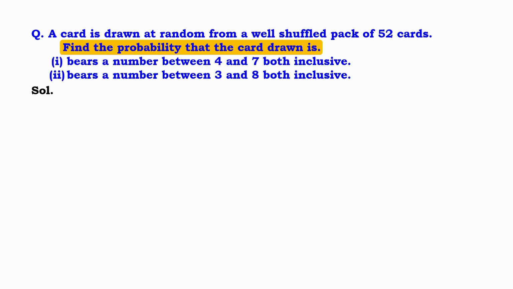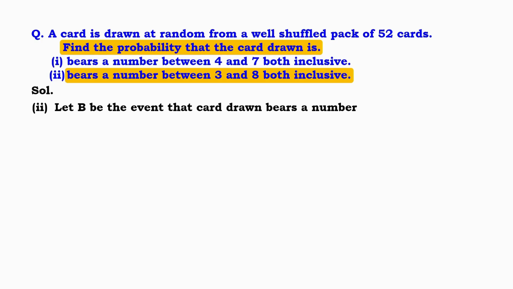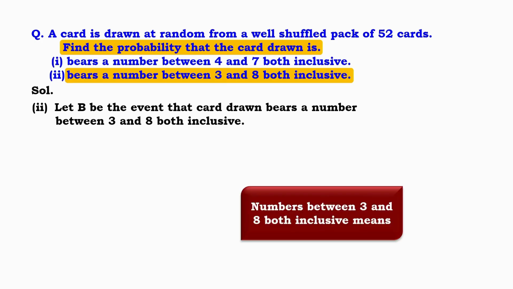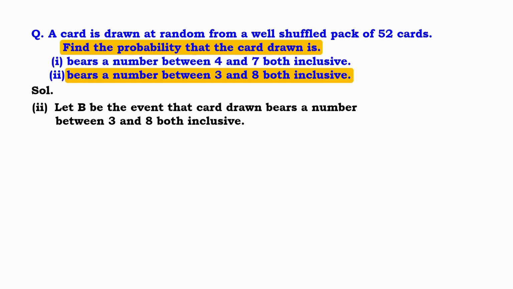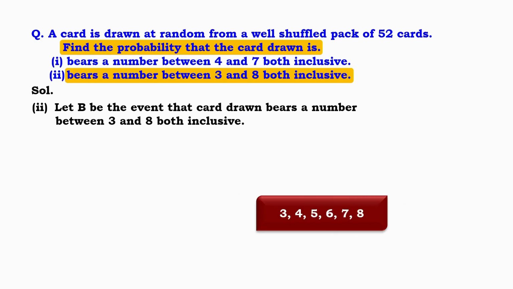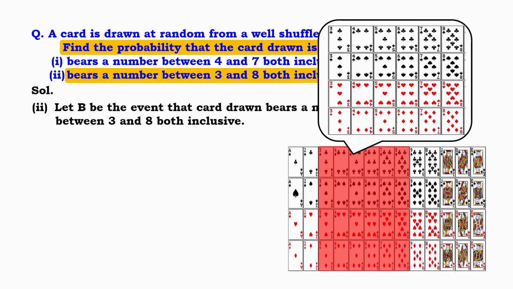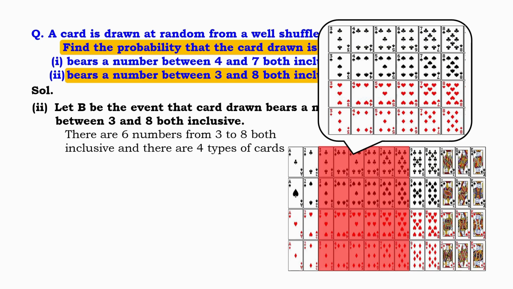Now let us solve the second part. Find the probability that the card drawn bears a number between 3 and 8, both inclusive. So let B be the event that the card drawn bears a number between 3 and 8, both inclusive. So numbers between 3 and 8, both inclusive, means 3, 4, 5, 6, 7 and 8. That means in each type we have to consider these 6 numbers. There are 6 numbers from 3 to 8, both inclusive, and there are 4 types of cards.